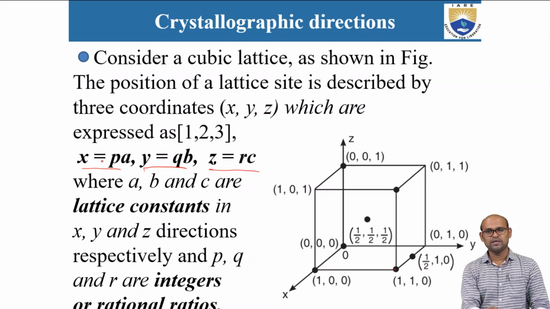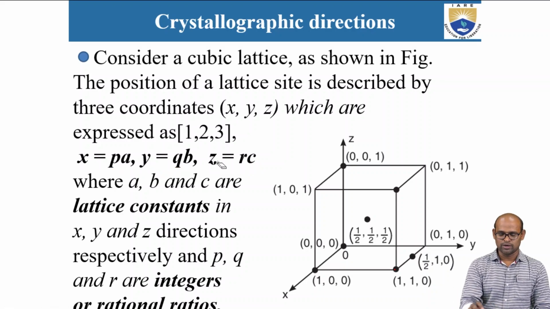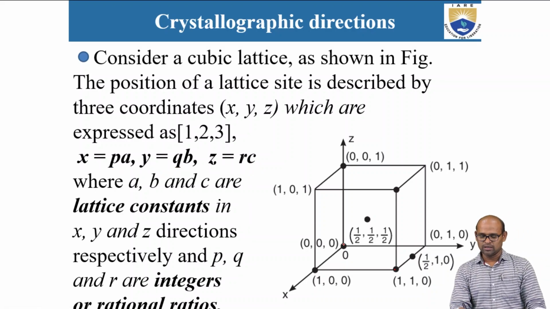What is P? X is equal to P into A, where P is an integer and A is an axial length or lattice constant. What is Y? Y is equal to Q into B, where Q is a rational ratio or integer, and B is an axial length or lattice constant. Z is equal to RC, where R is again an integer or rational ratio, and C is an axial length or lattice constant. Now we can write down the position of each lattice site using PA, QB, and RC.